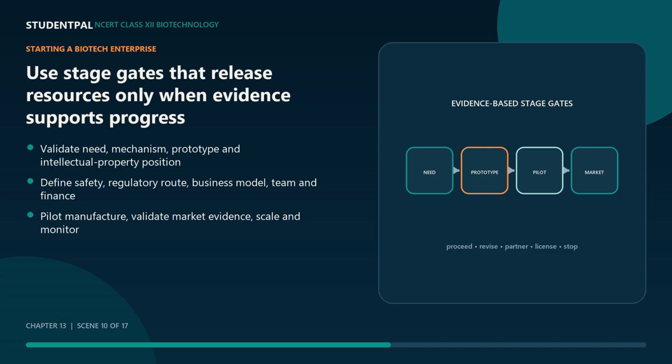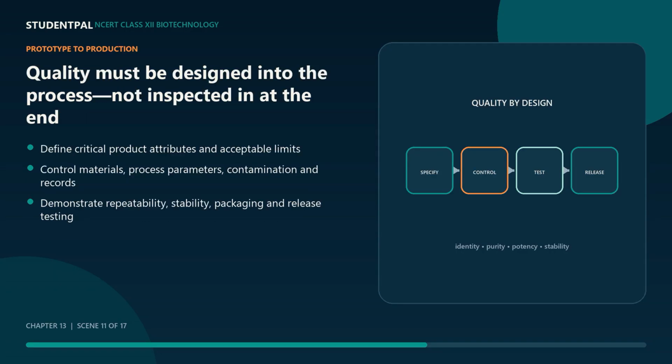At each gate, compare results with predefined criteria and decide to proceed, revise, partner, license, or stop. Iteration is normal. Evidence may return the venture to an earlier stage. Stage gates prevent enthusiasm from committing unlimited resources to an unvalidated assumption. A prototype demonstrates a function. Production must deliver that function consistently.